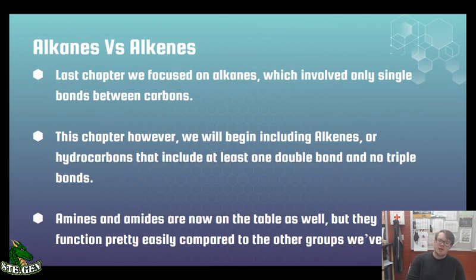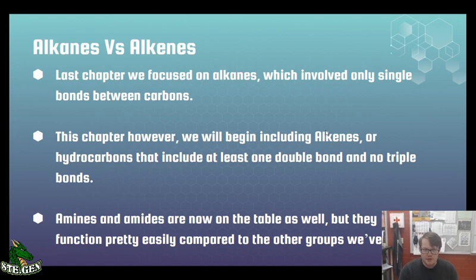Last chapter we focused on alkanes, which involved only single bonds between the carbons. In this chapter, though, we're going to begin including alkenes, or, as you probably remember, hydrocarbons including at least one double bond and no triple bonds between carbons. Amines and amides are also on the table now. They function pretty easily compared to the other groups we've added, though, so I'm not really going to do a full second example thing. You'll pick up on them pretty quickly. They change the endings to amine and amide, so it's exactly what you would expect. Amines are amines and amides are amides.